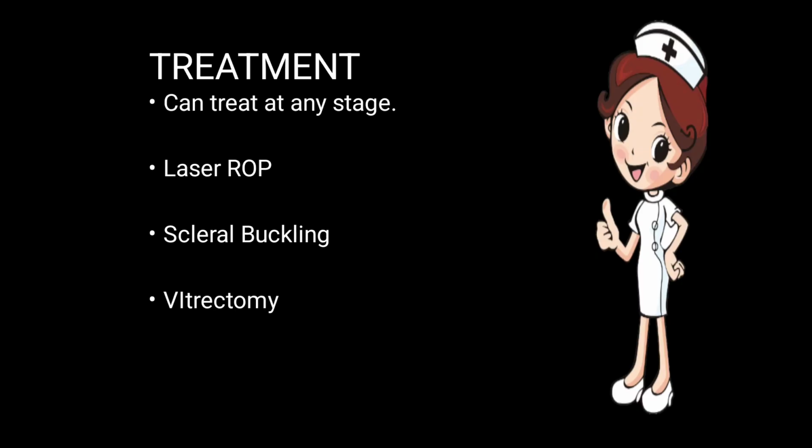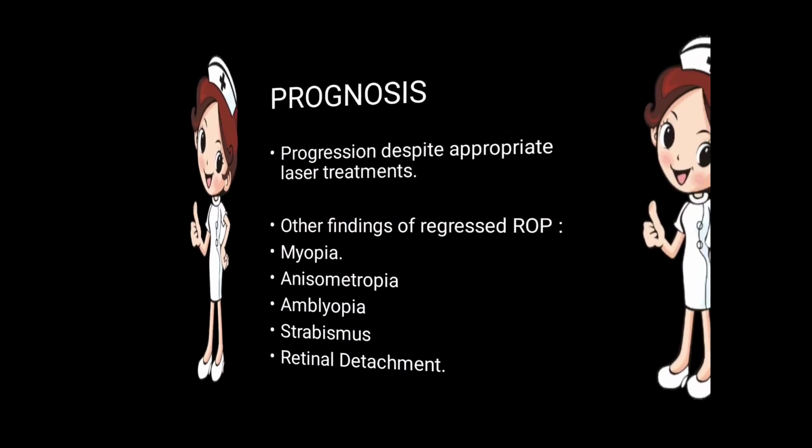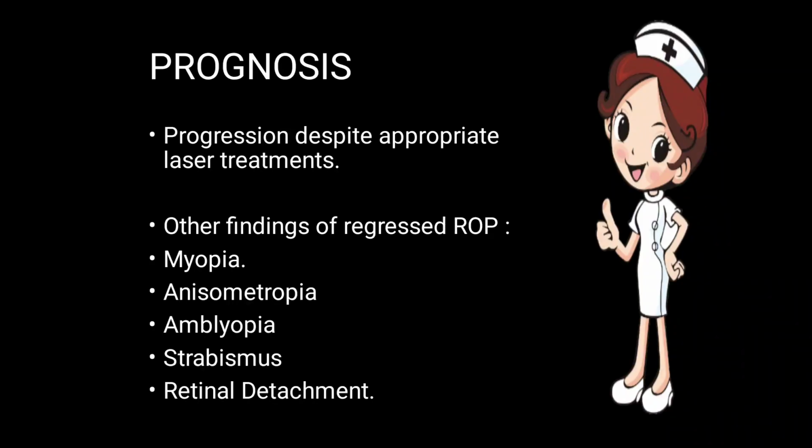Next one, treatment. Treatment can be done at any age or any stage. Lasers can be given to the children. Scleral buckling is done in cases of retinal detachment. Okay, and vitrectomy is also done in cases of retinal detachment. Both are retinal surgeries as well as risky surgeries, to reattach the retina, to keep the retina in its place. Prognosis, progression despite appropriate laser treatments.